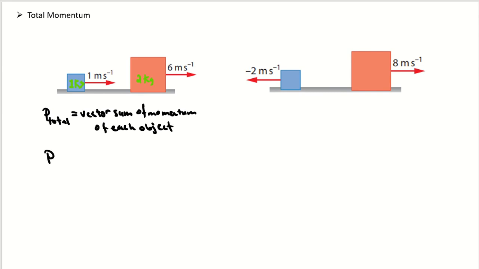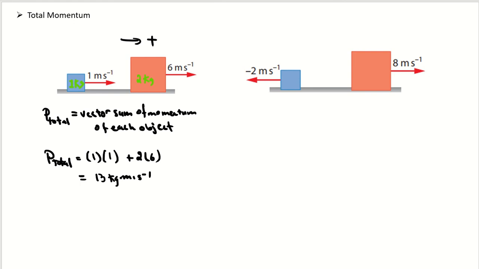So the P total in this case, if I'm taking this to be the positive, is going to be the P of the first one, which is M, the 1 kilogram, times 1 meter per second. So MV plus MV, so plus 2 times 6. And the answer in this case is going to be 13 kilogram meter per second.